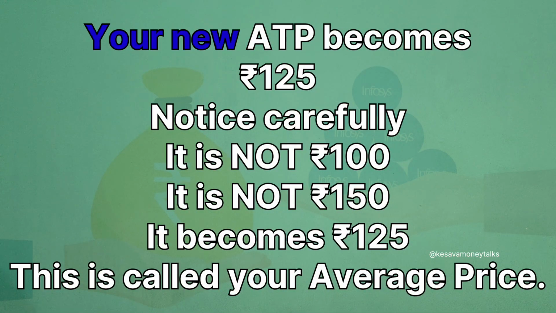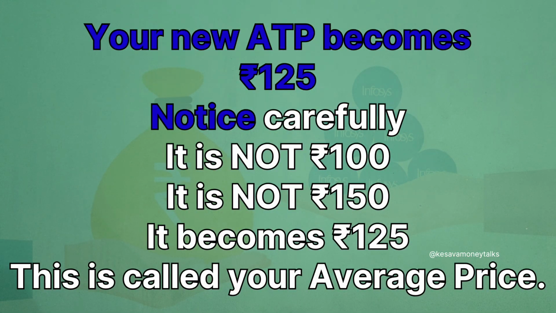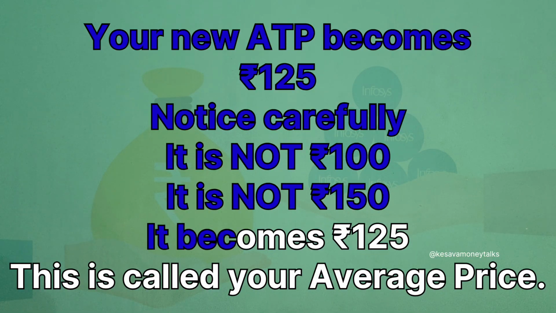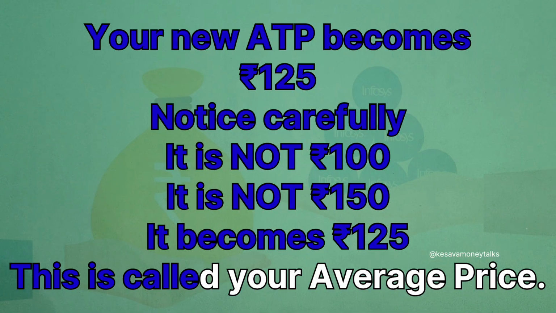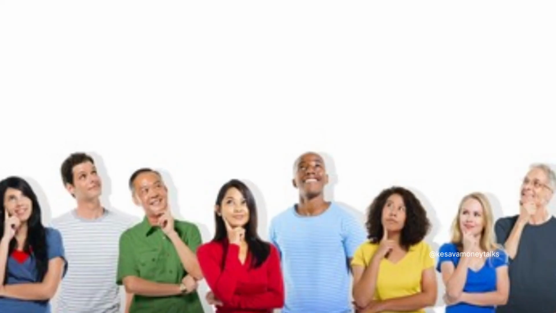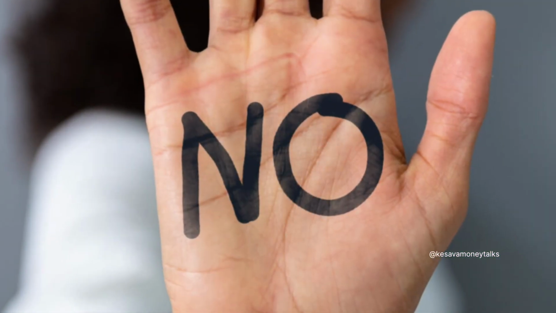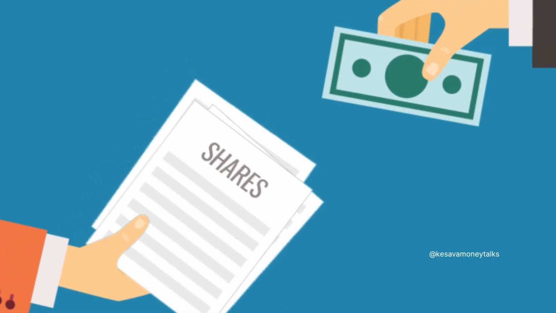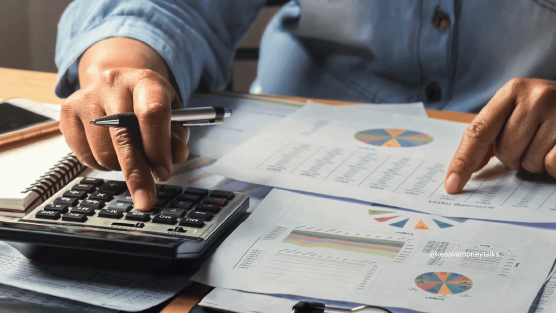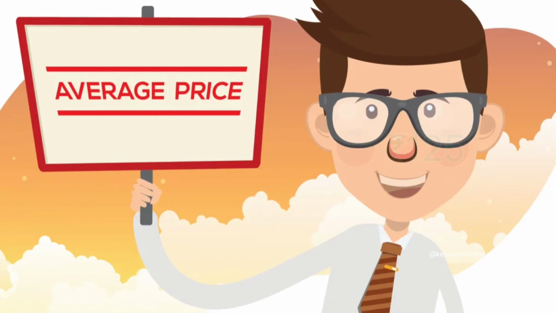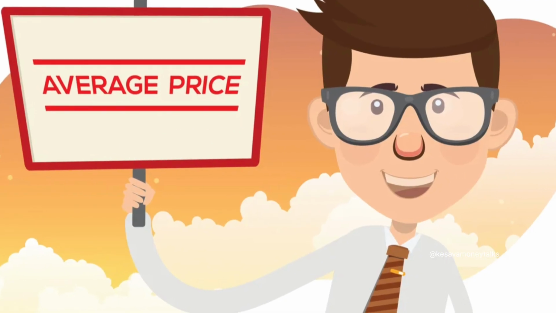So your new average traded price becomes 125 rupees. Notice carefully, it is not 100, it is not 150, it becomes 125. This is called your average price. Now many people think my first shares changed. No, those first shares were still bought at 100, the second shares were bought at 150. The broker simply combines both purchases and shows one average price. That average price is 125 rupees, so nothing else changes.